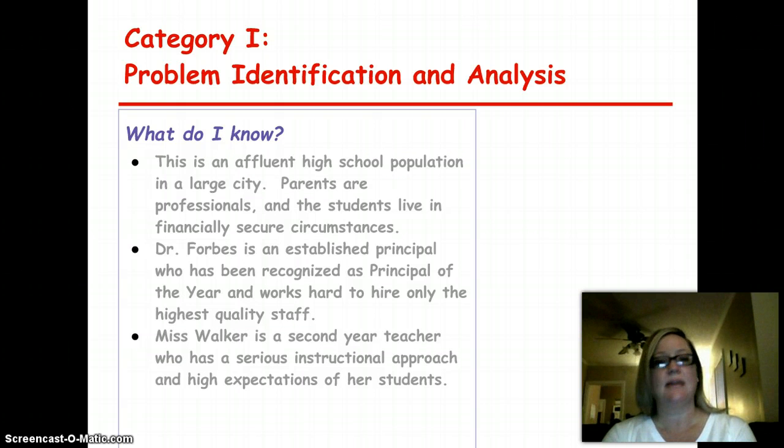So after reading this case study, what do I know? I know that this is an affluent high school population of students in a large city, and that the parents of these students are professionals, and that these students live in financially secure circumstances. Dr. Forbes is an established principal who has been recognized as Principal of the Year and works hard to hire only the highest quality staff. And Ms. Walker is a second-year teacher who has a serious instructional approach and high expectations of her students.